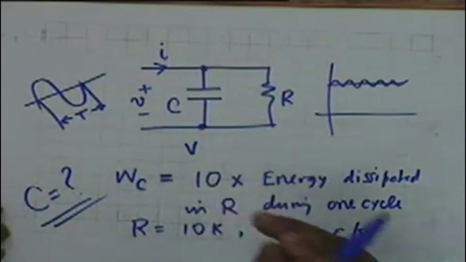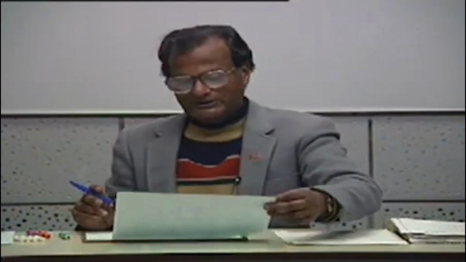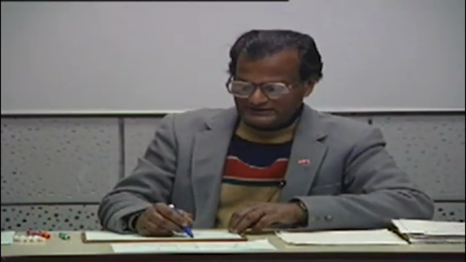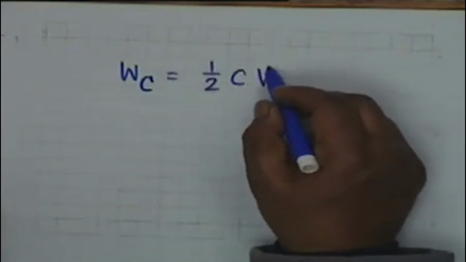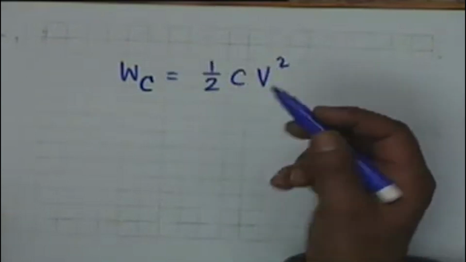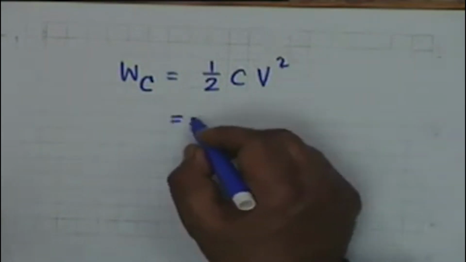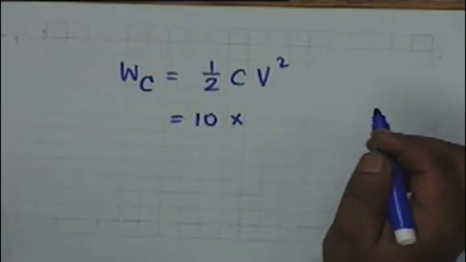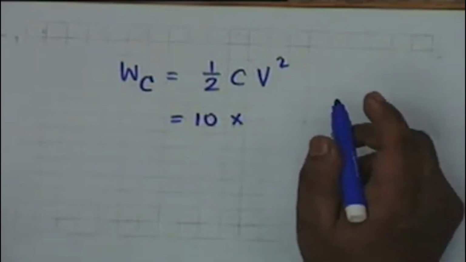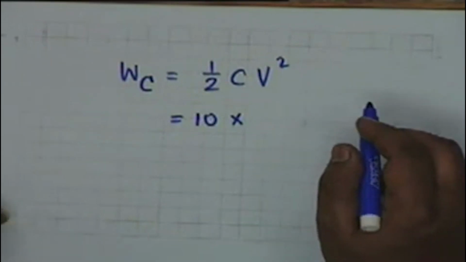Now the solution. Do you understand the problem? Is the problem clear? Okay. The solution lies in writing a relationship for WC and the energy dissipated in the resistance. WC is half C V squared. This we have already derived. This should be 10 times the energy dissipated in the resistance. What is the energy dissipated in the resistance?